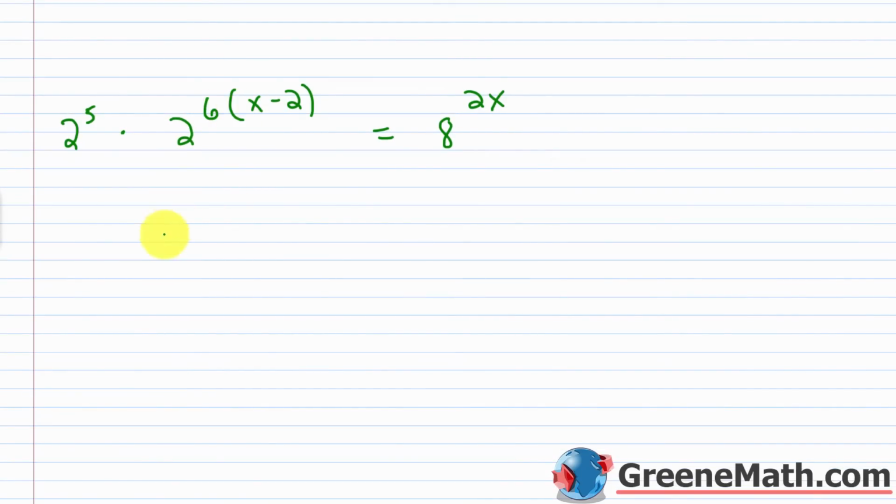6 times x is 6x. And then 6 times negative 2 is minus 12. So we would have 2 to the 5th power multiplied by 2 raised to the power of 6x minus 12. And again, this equals 8 to the power of 2x.